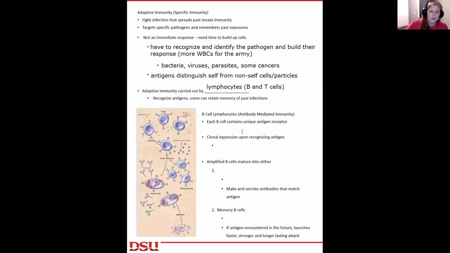Okay. All right, so clonal expansion, this leads to our amplification process once an antigen is recognized. So basically, spell out the word B. The B cell found the antigen, amplifies.